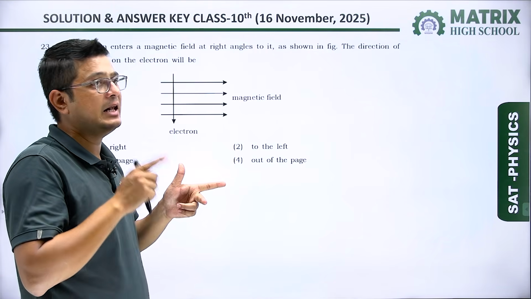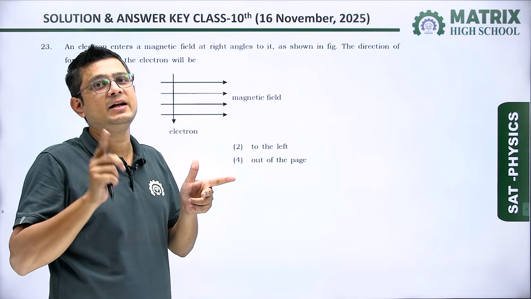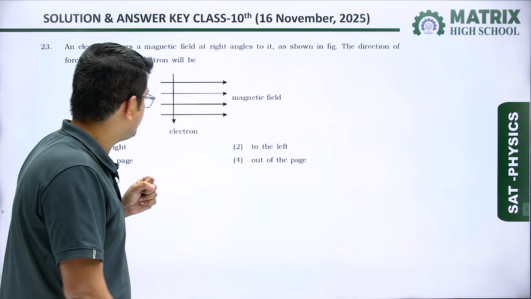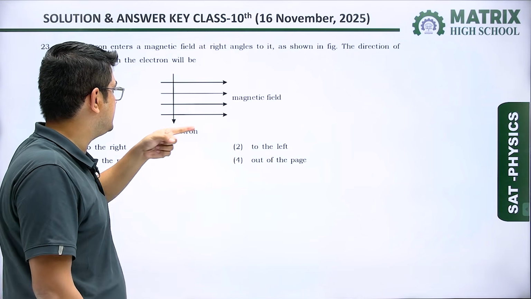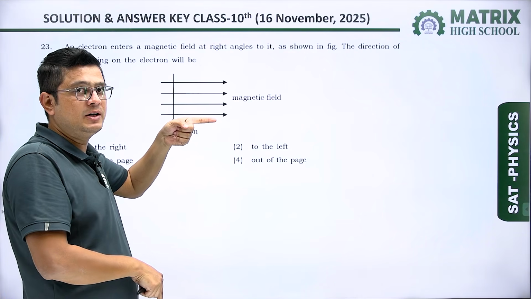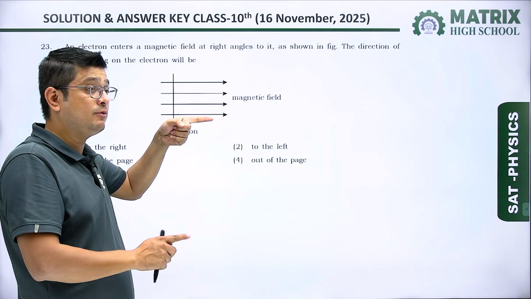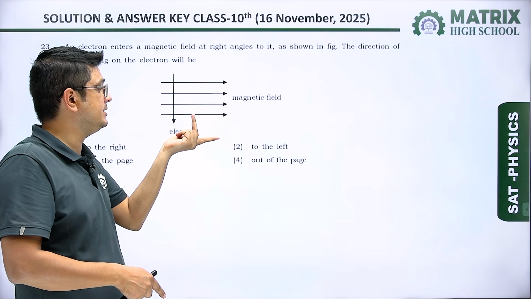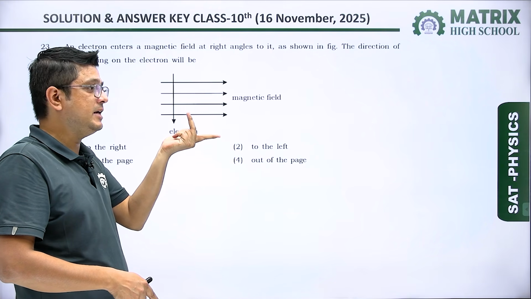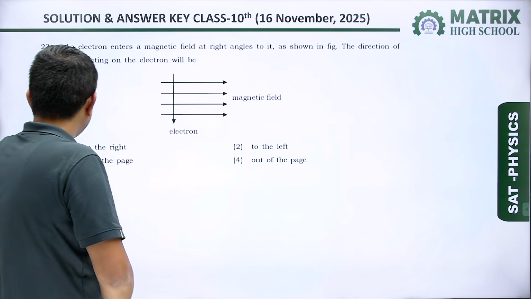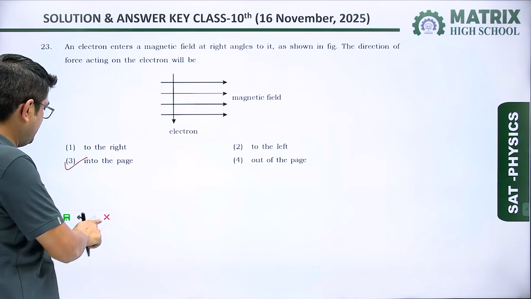And we know that the direction of current is opposite to the direction of movement of electron. So first of all, we will point our first finger in the direction of magnetic field. As the electron is moving downward, the direction of current will be upwards. That means like this. So the thumb is representing into the page. So our correct answer is option 3, into the page.